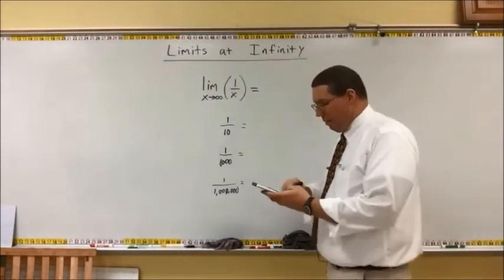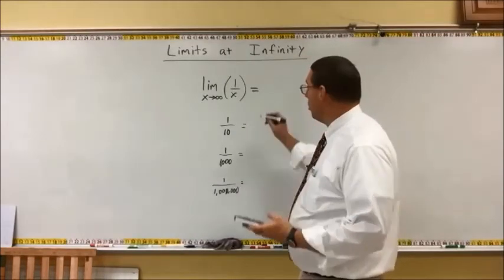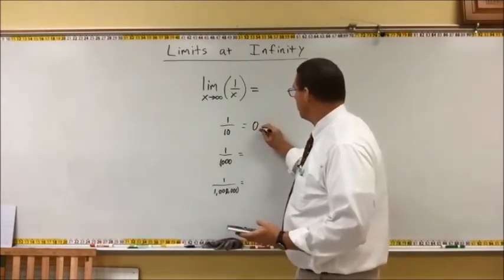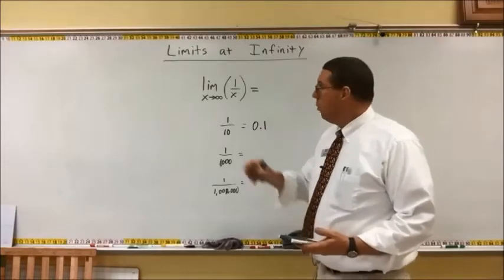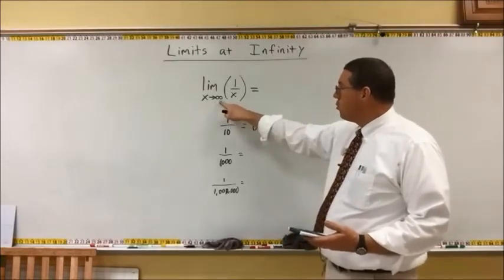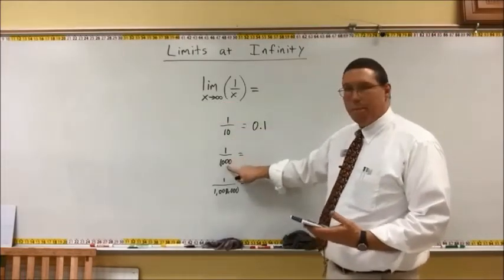Okay, so 1 divided by 10, of course, is 0.1, okay? Well, okay, so now as we get closer to infinity, now it's 1 divided by 1,000.